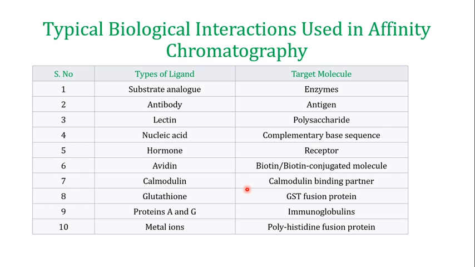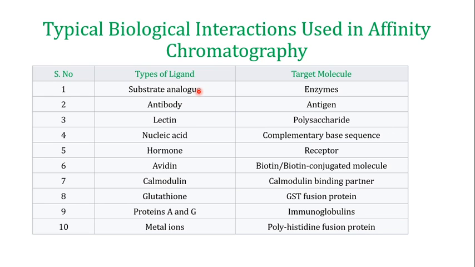Now, this is the list of typical biological interactions that are used in affinity chromatography. For example, if you are interested in the isolation of a particular enzyme from a mixture of enzymes, the ligand that you use is a substrate analog of that enzyme. The enzymes are very specific in their interaction, so from the mixture, only that particular enzyme will interact with the ligand that you have provided on the stationary phase.